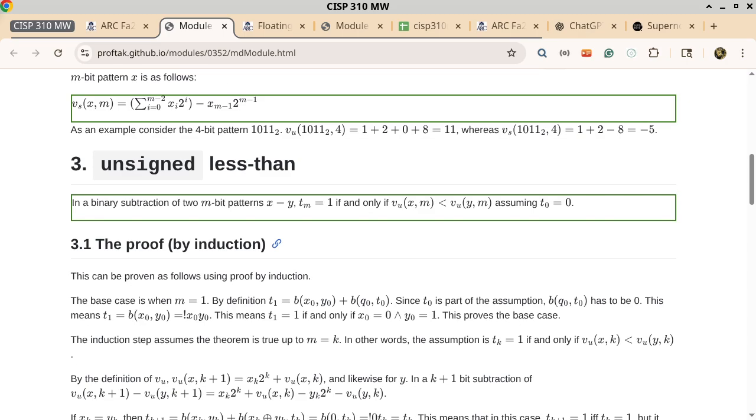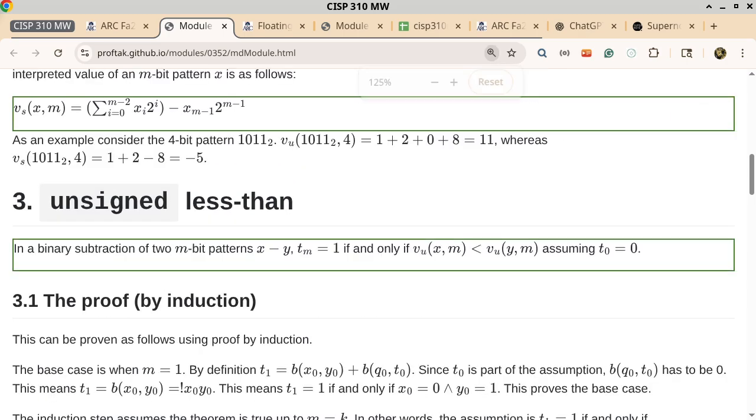So in this case, this is what I just said a few minutes ago. In a binary subtraction of two m-bit patterns, in our example m equals 4, Tm is a 1 if and only if Vu, the unsigned interpretation of x up to m bits, is less than Vu, the unsigned interpretation of y up to m bits, assuming T0 is a 0. That is in a green box, which means this is not the part that you can skim over.